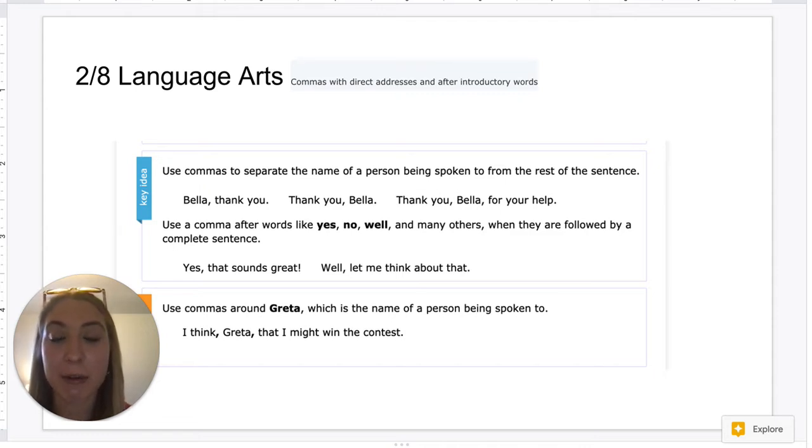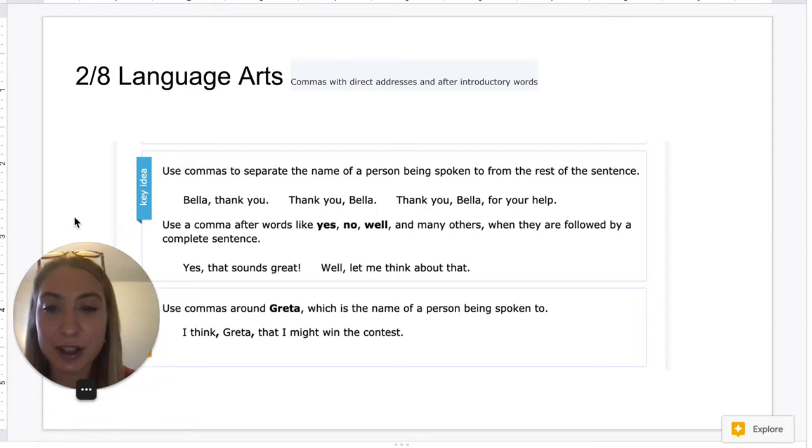We are continuing with using commas in our language arts, and today we're going to be talking about using commas with direct addresses and after introductory words. So after a word that introduces the sentence, and after when we're talking to someone specifically and we say their name in the sentence. So now let's do some examples.